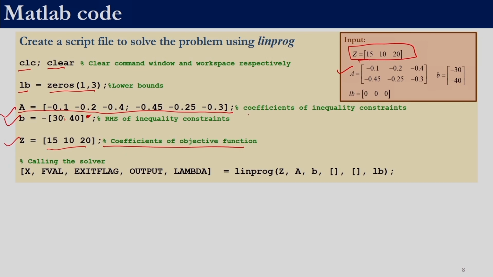Anything that starts after this percentage symbol are comments. It is not required for solving the problem. So we are accessing the function linprog. The order is important. The first one should be the coefficient of the objective function. The second is the coefficient matrix of the inequality constraints. The next one is the right hand side vector of the inequality constraints. Since we do not have equality constraints, we do not have a coefficient matrix and we do not have a right hand side vector for equality constraints.